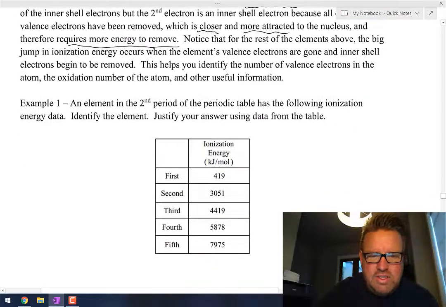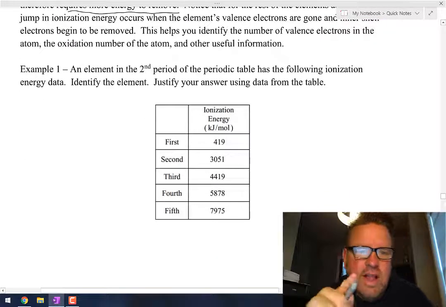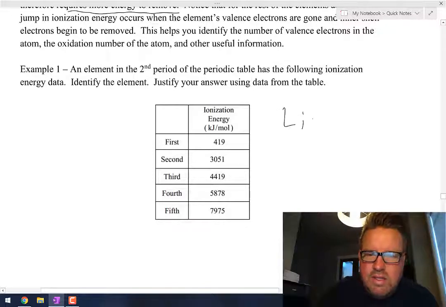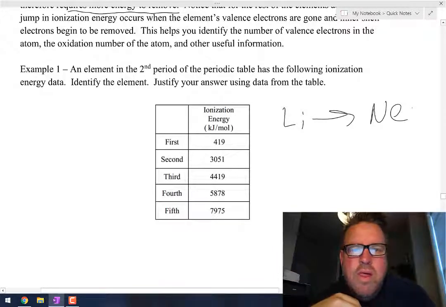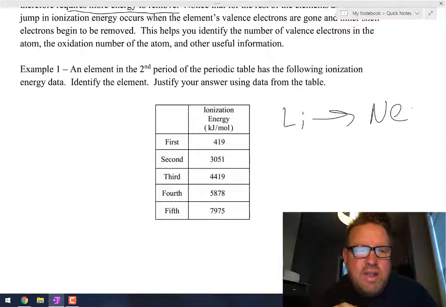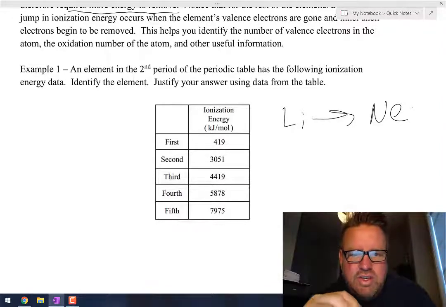Okay, so let's look at this one right here. It says an element in the second period. First of all, the second period is lithium over to neon, right? Look at your periodic table. Lithium to neon. And it says it has the following ionization energy data. Identify the element and then justify your answer using data from the table. So really what you're looking for is, when do you see the big jump?